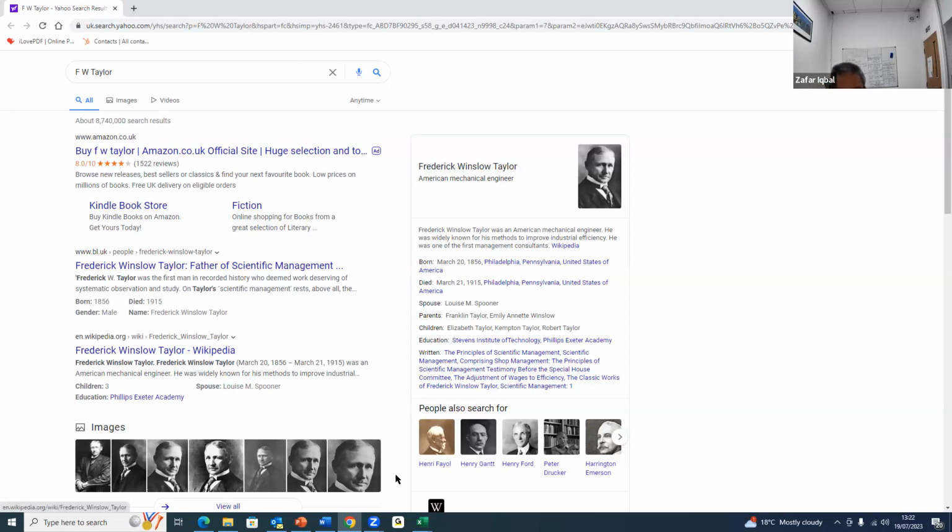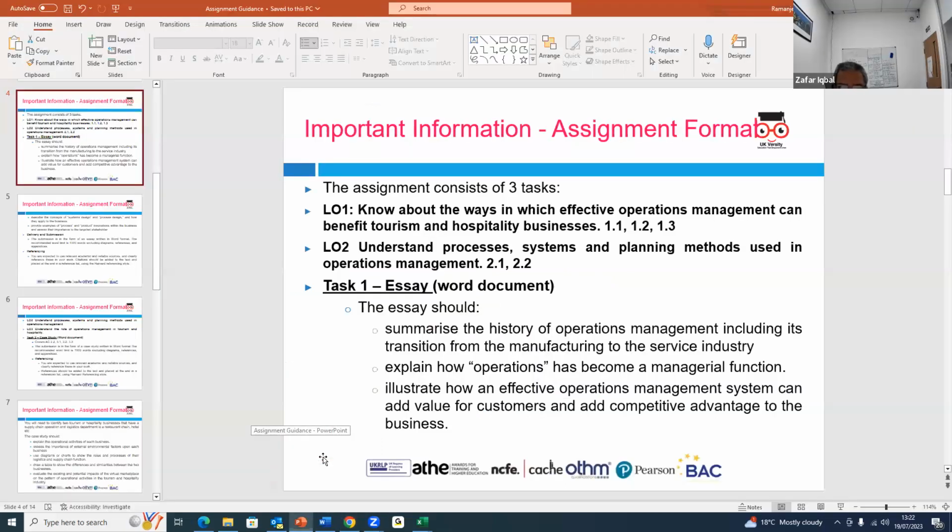He studied the manufacturing industry back in the 19th century. So this is at the beginning, and then over the years, over the century, it has moved from manufacturing to the service sector, because the service sector also needs specialization, also needs productivity, and also needs people to study this type of business operations. So you summarize the history of operations management, moving from manufacturing to the service industry, and how it has been applied over the years.